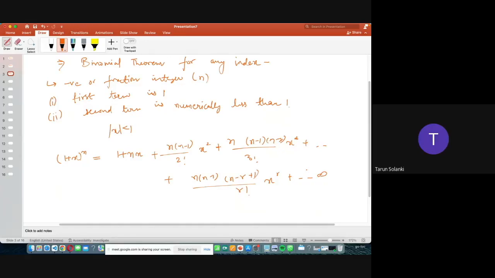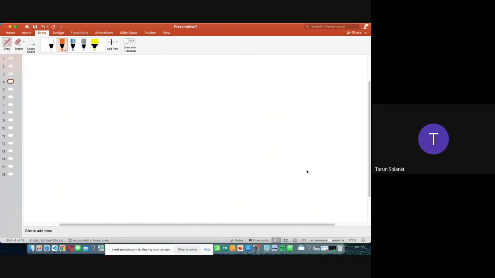Now if we talk about its general term, it becomes t(r plus 1), which is n(n minus 1)(n minus 2) and so on up to n minus r plus 1, divided by r factorial, into x to the power r. Just note down this.